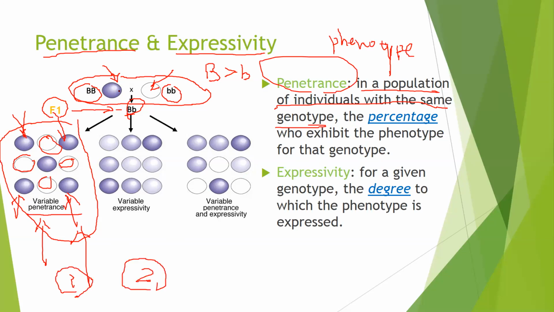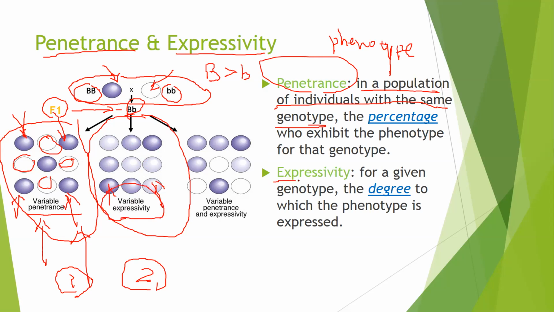So still we cross these two inbred line parents to generate an F1 population. But in this case, all the F1 progeny show the purple phenotype, but not at the same level. As you can see in this diagram, some are more purple, some are a little bit less purple, more light purple. So if this is the case, we will say, okay, in this population there is a variable expressivity.